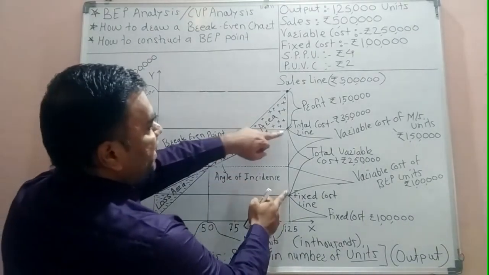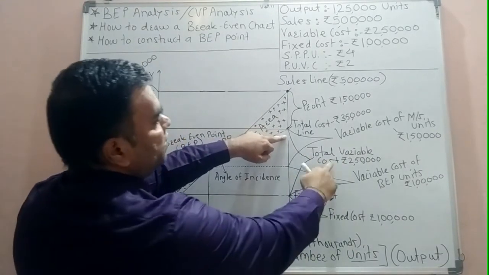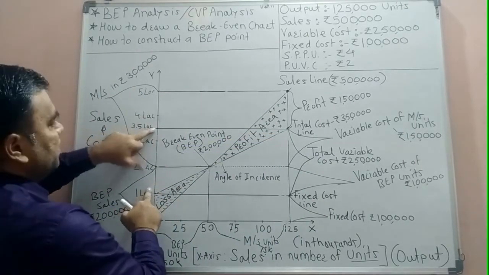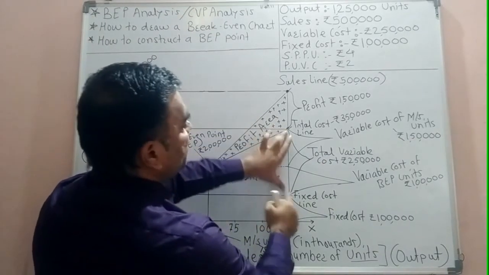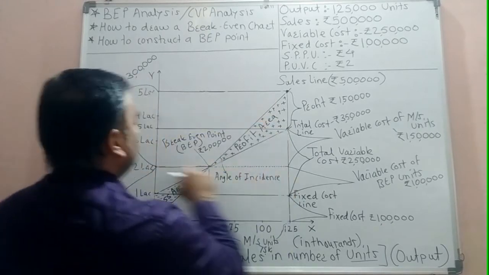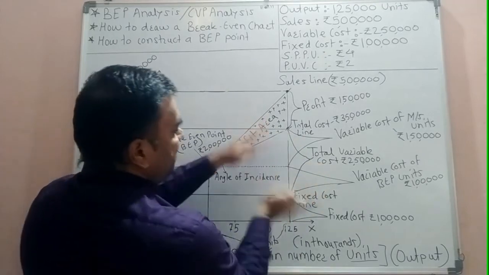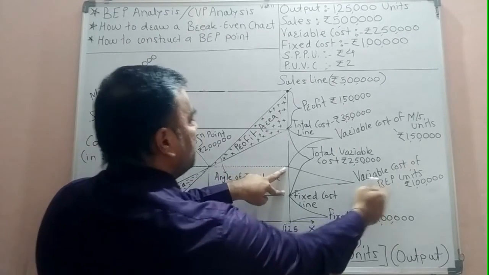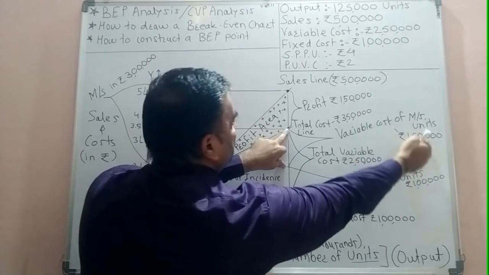Now we can separate total variable cost into two parts. Your total variable cost is 2 lakh 50,000, from 1 lakh to 3 lakh 50,000. That total variable cost we can classify into two parts. This BP line will cut and separate your total variable cost. So this portion is variable cost of BP units, and this portion is variable cost of margin of safety units.